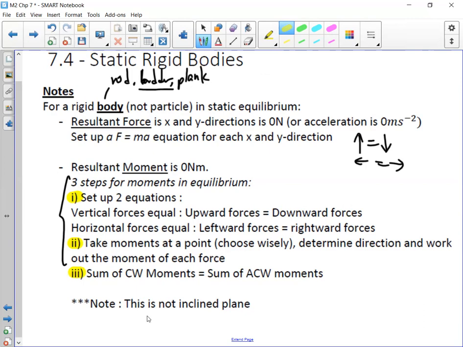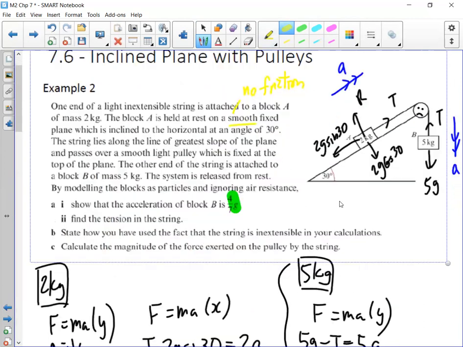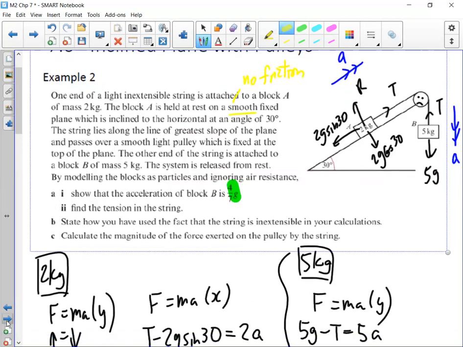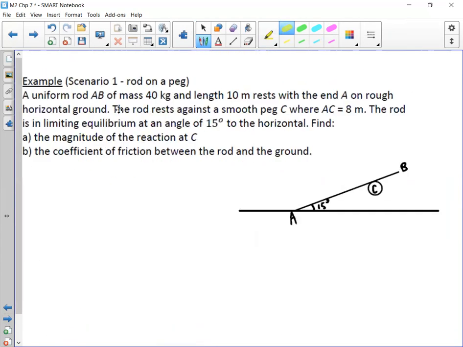Now, note this is not an inclined plane. I know you're quite used to doing inclined planes and all this stuff, but that's not the same, right? So let's have a go. In this chapter, there are usually 3 kinds of scenarios. We're going through scenario number 1, which is a rod on a peg.